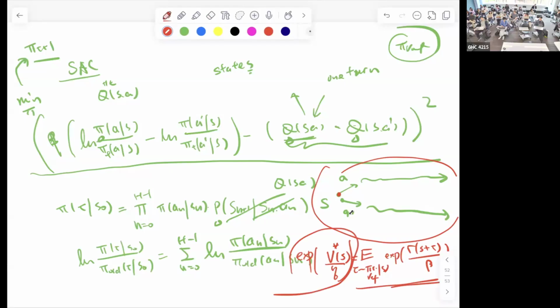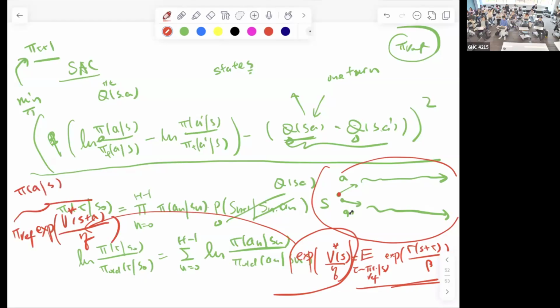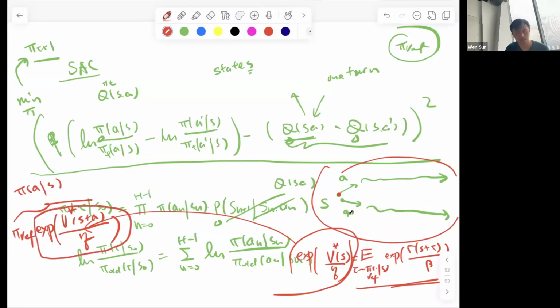Right. And once you get that, you can just do guidance. It's pi-ref multiplied by exp of V star of S plus the next action A over eta. And by guidance here, we mean basically looking at the logits from pi-ref and adding in this term. Correct. Got it.